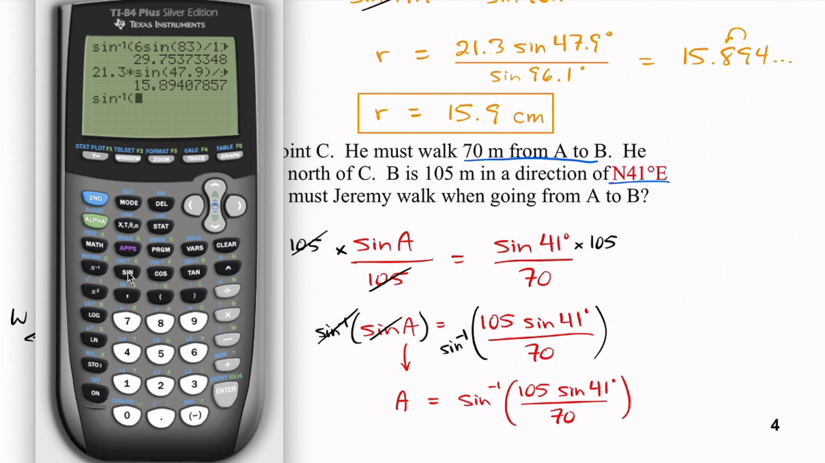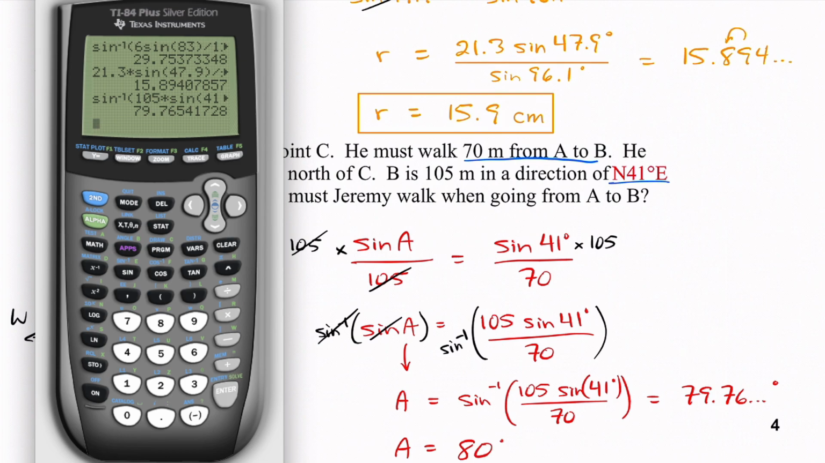So second sine, there's our first bracket, and then go 105 times sine of 41. Close the bracket. Again, that's just for this little one here. It's kind of like there's imaginary brackets right here. And then I got to go divide by 70 and then close that bracket. That is this big bracket here. So I got 79.76. So if we were to round that, we know that angle A is about 80 degrees.